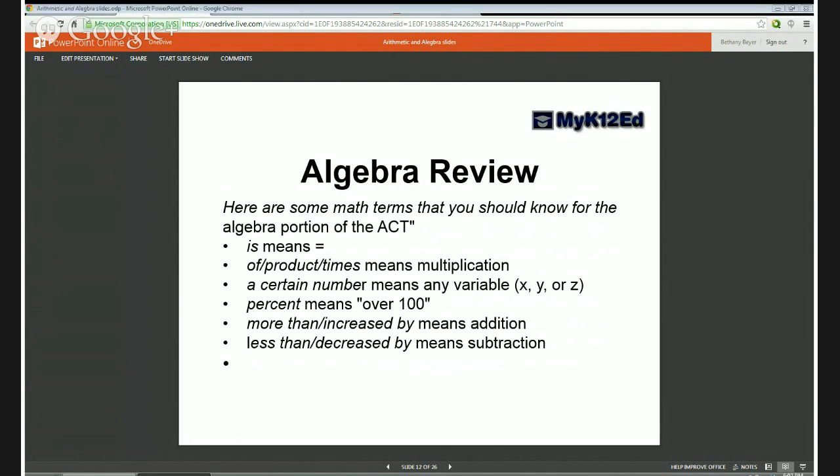More than or increased by means to add. That means addition. And then less than and decreased by means subtraction. So if they say x is 3 more than y, you know, that means to add. Add 3 to x. X is 3 less than y, subtract.